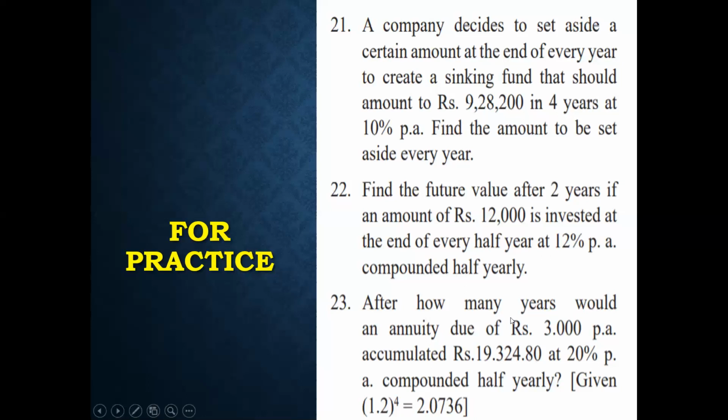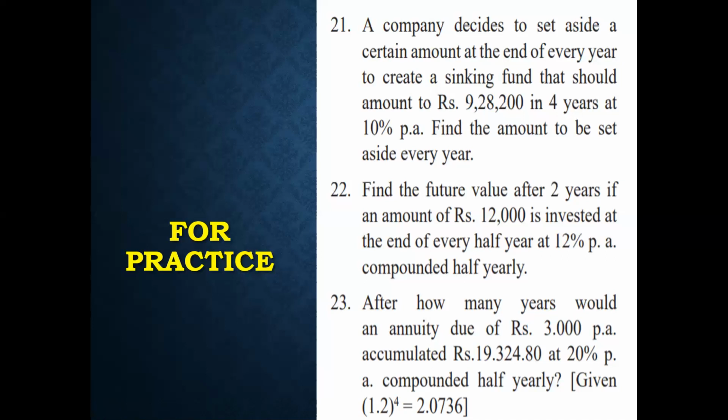Coming to the second last sum, 23rd. After how many years would an annuity due of rupees 3,000 accumulate to 19,324.80 at 20% compounded half yearly. So again, as you can see, the word half yearly is mentioned. But class, this is a sum of annuity due. So C is given, 3000. Accumulated A dash is given to you, 19,324.80. You have to find the value of N.